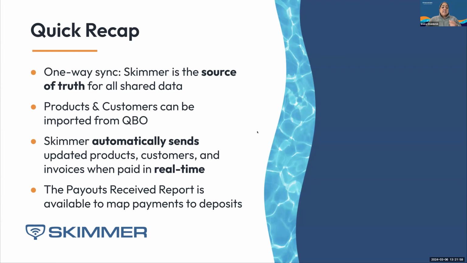Secondly, Skimmer will automatically send products and customers when they're created in Skimmer to QuickBooks Online. And all of your invoices, once they're paid, will be sent in real time. So you don't need to go in and press a button or do a thing. Just as customers and products are created and as invoices are paid, they will be pushed over. And lastly, so that you can ensure you're accurately mapping your payments to your deposits, we have a very convenient payouts received report where you can see all of the individual payments that have been made, as well as your payouts in a summary.